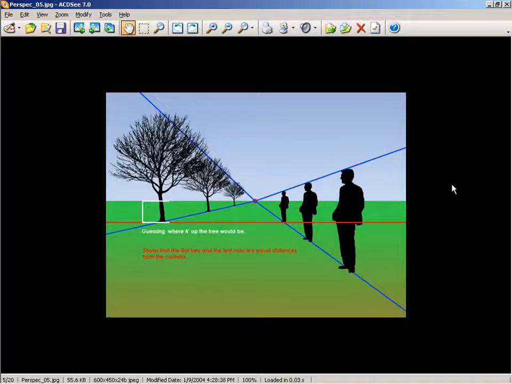Here we've added a tree to the scene, and to make sure that it's the proper scale, we need to take a guess at where 4 feet up this tree would be. So I've gone ahead and I've marked that with this white line here, and we're just guessing that that's about 4 feet. So if we follow this red line across, we'll see that it lines up with this man's feet. And what that means is that they are both equal distances from the camera. And it also means that they're in scale with each other.